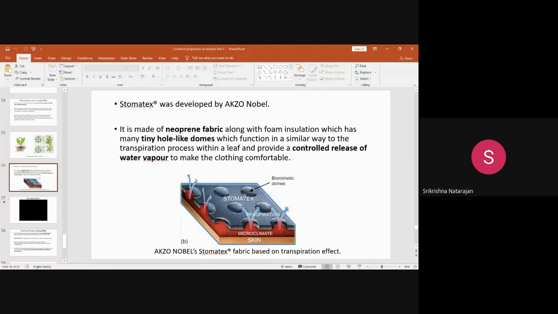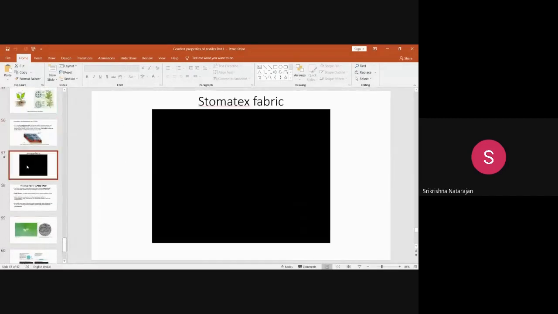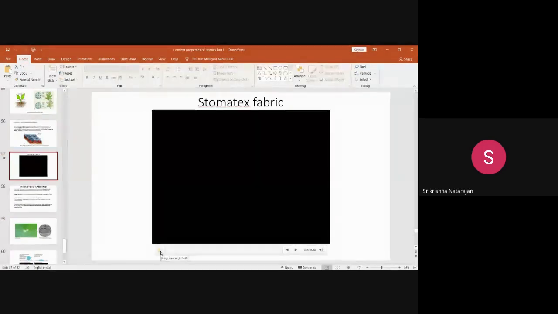Akzo Nobel produces this Stomatex fabric. This is based on the transpiration effect. I will just show you a small video which you have already seen. Once again, watch it for your better understanding of how this Stomatex fabric works.